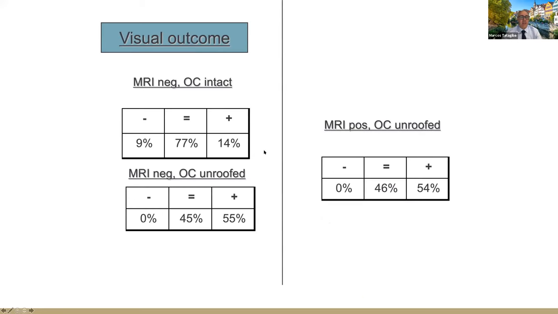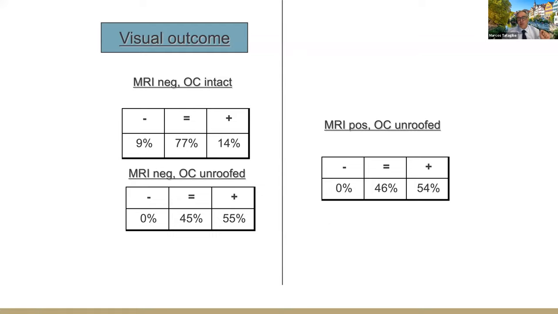Look what happens ophthalmologically with these patients. In those cases, the MRI was negative and we did not open the canal. In nine cases, there was deterioration of optic function. In 77%, the optic function remained equal, and in 14% improved. In those cases, the MRI was not showing the tumor invasion, but we opened the canal and we found tumor and we cleaned the canal. No patient deteriorated, 45% remained equal, and 55% improved. And in those cases, the MRI was positive and we removed the tumor inside, the results were exactly the same like this one.